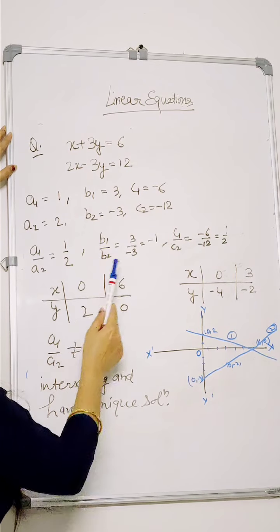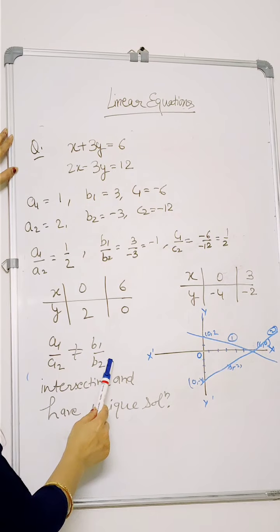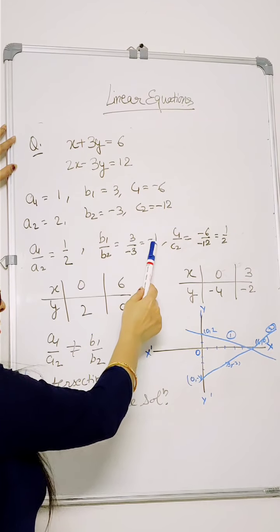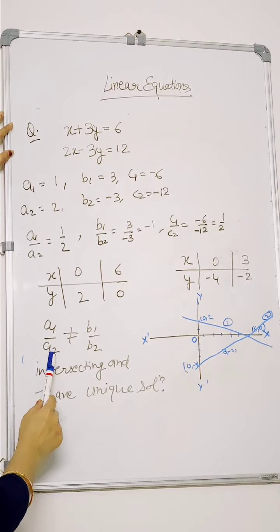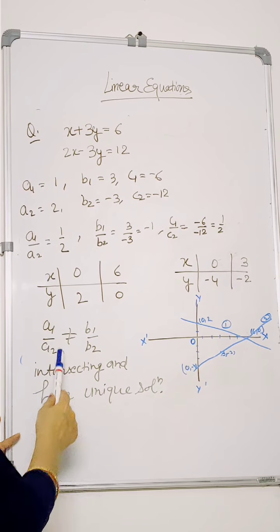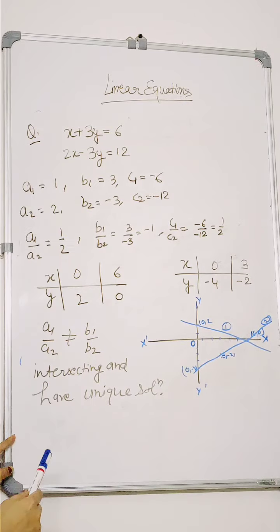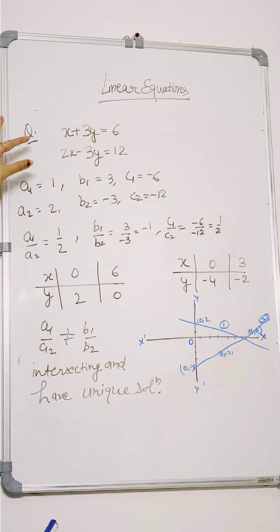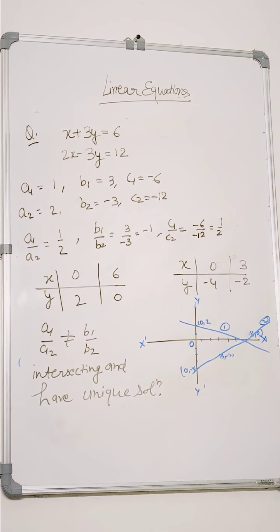We see that a1 upon a2 is not equal to b1 upon b2. a1 upon a2 is 1 upon 2 and b1 upon b2 is minus 1. So by the condition, a1 upon a2 not equal to b1 upon b2 means that these two lines are intersecting at one point and have a unique solution. This pair of equations is consistent.